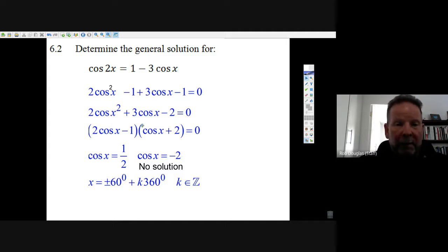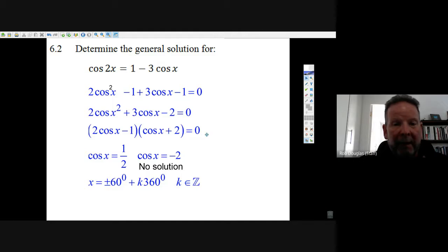You go 2 cos x times cos x, that's 2 cos squared. Now, it's got to be 2 times 1 somehow, but you've got 3 cos x here. So it must be 2 here times the 2 cos x gives me 4 cos x. Then I've got this minus 1 cos x that gives me the 3 cos x. Well, there it is. Cos x plus 2 equals 0.